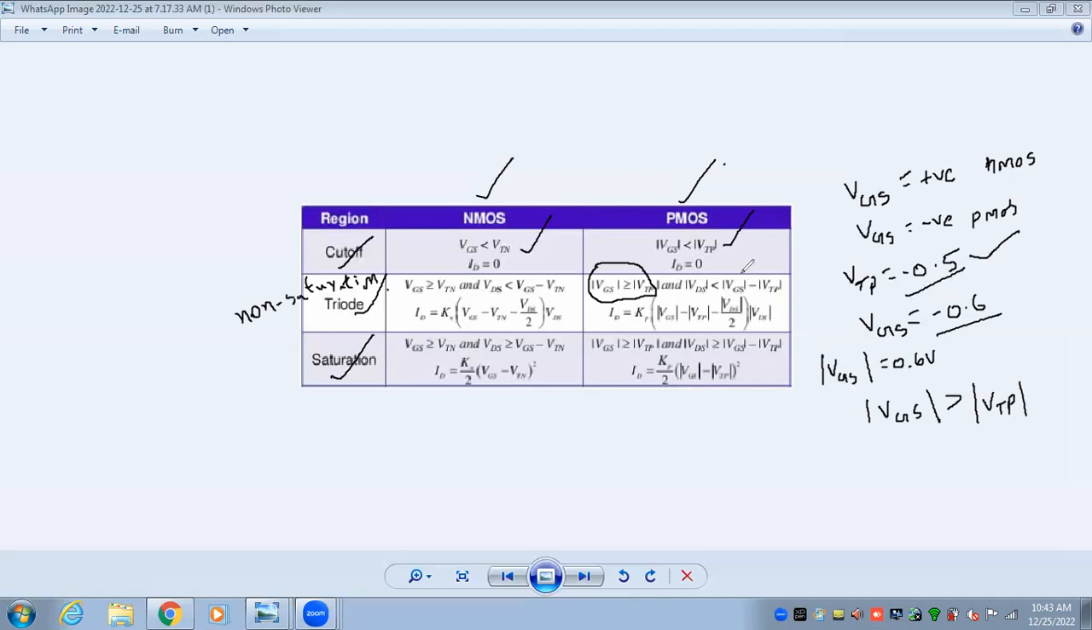Another condition that has to be satisfied is mod VDS is less than mod VGS minus mod VTP. I'm explaining here with respect to PMOS because NMOS we already know; I'll explain that also with respect to NMOS. Mod VGS is greater than mod VTP, magnitude wise. Suppose we apply VDS at the drain, a negative voltage for PMOS. Suppose we go on increasing the negative voltage, and starting, we apply minus 0.5 or minus 0.3 volts at the drain.